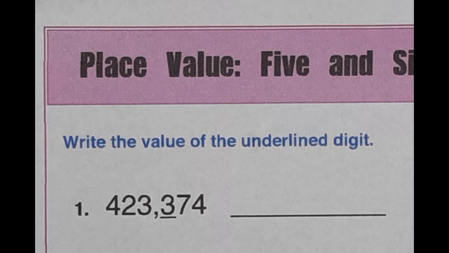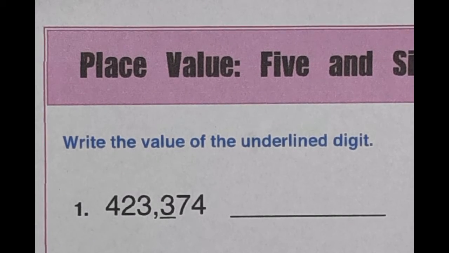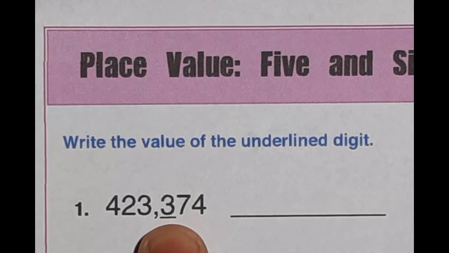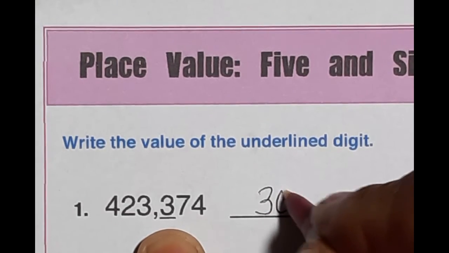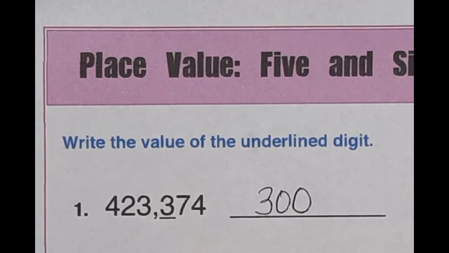Write the value of the underlined digit. Number 1, the number is 423,374. This 3 is underlined. So what would the value be? The 3 represents the hundreds place, and its value is 300. The 4 is in the ones position. The 7 is in the tens. This first 3 is in the hundreds position, so its value is 300.